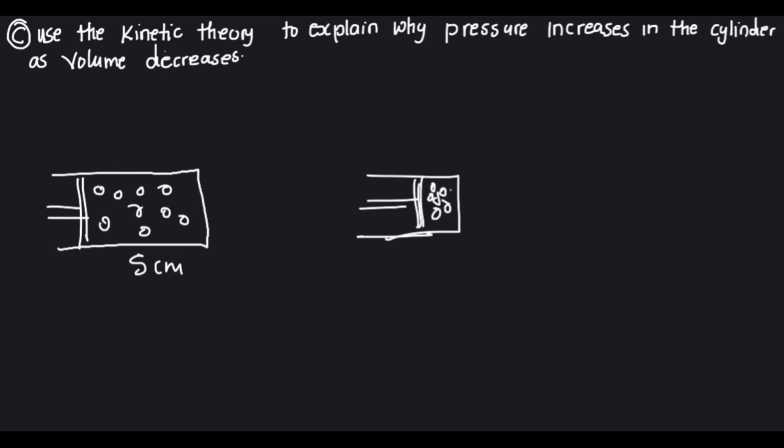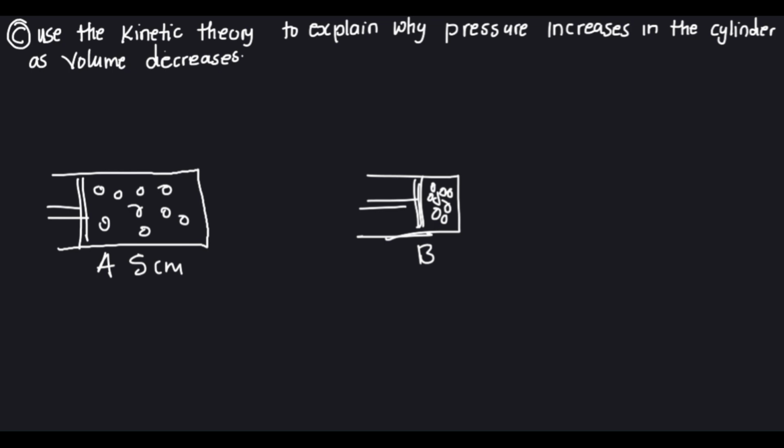So we saw that the particles became closer to each other. With this kinetic theory, we are looking at the behavior of the particles when we have, let's say, two cylinders having different volume but the same amount of particles. Consider this one as diagram A, then this one will be diagram B. From diagram A, we can see that the volume is greater than diagram B.